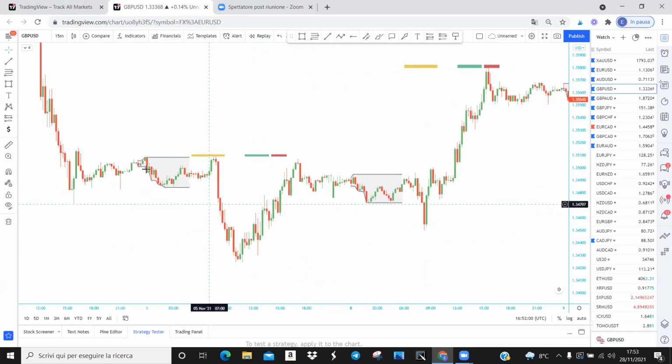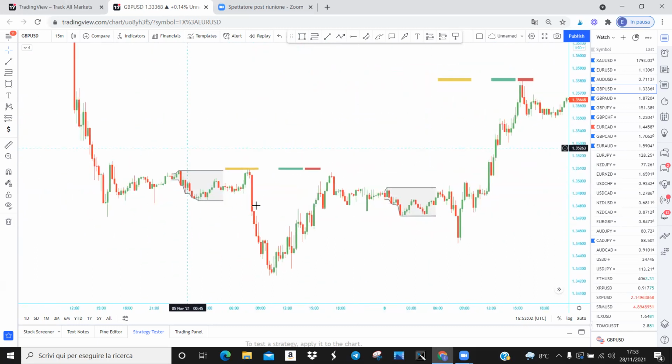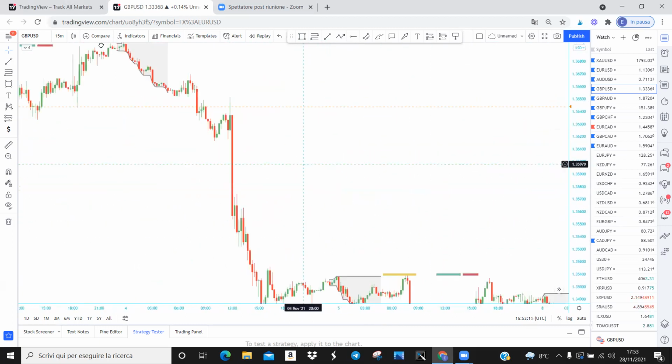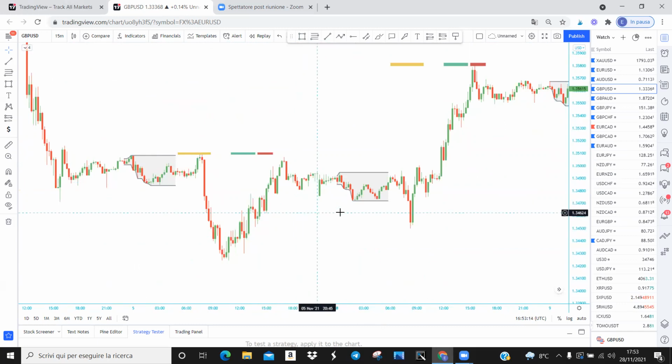You see these things almost every single day. Good Asian range, London manipulation to the upside, 1 pip above the Asian range, and then we continue to the downside. And we were in a downtrend, just to make it clear.